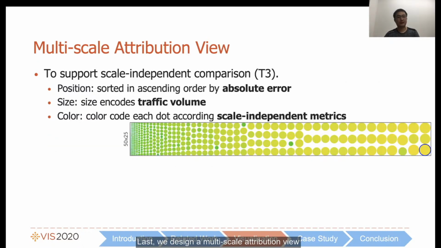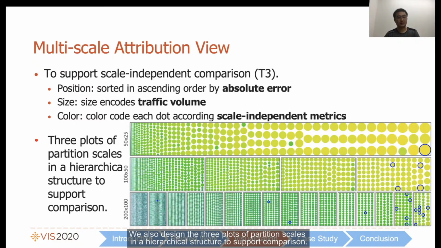Okay. Last, we design a multi-scale attribution view to support scale-independent comparison, task 3. So here, each dot represents a region with the position sorted in ascending order by absolute prediction error, the size corresponding to the traffic volume, and the color encodes according to scale-independent matrices. We also design the 3 plots of partition scales in a hierarchical structure to support comparison.